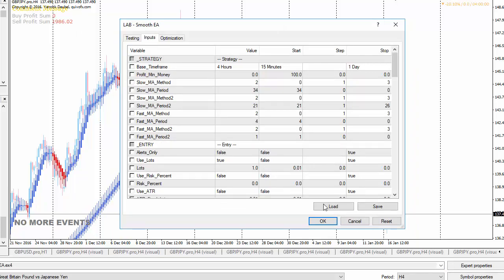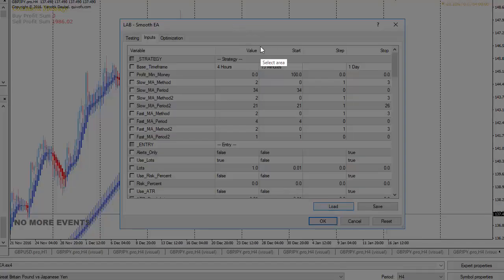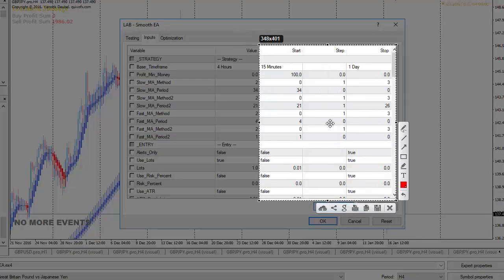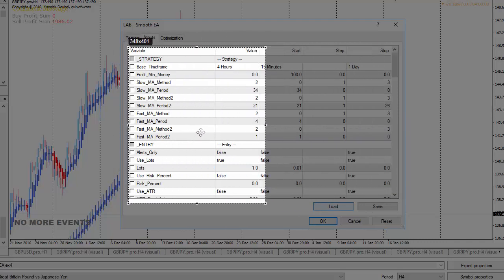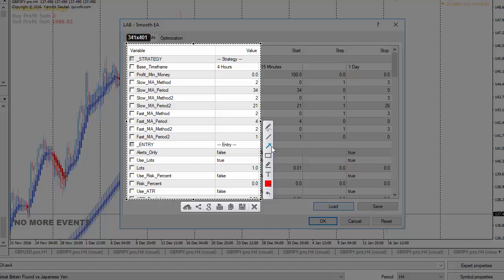Right, so let's have a look at these settings here. Ignoring everything in this area, which is all just optimization stuff, we're just looking at this area here. So what do we got? We've got your base time frame. You want to set that at whatever time frame you want to trade. When you're testing, test it on the 1 minute data, open prices only, and then use 4 hours or whatever time frame you want to use.